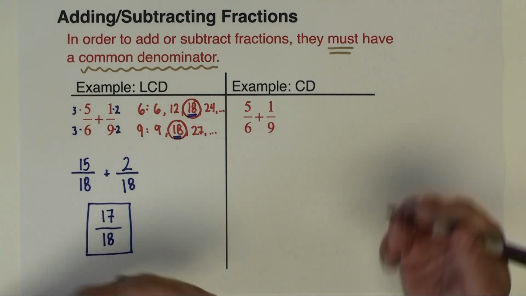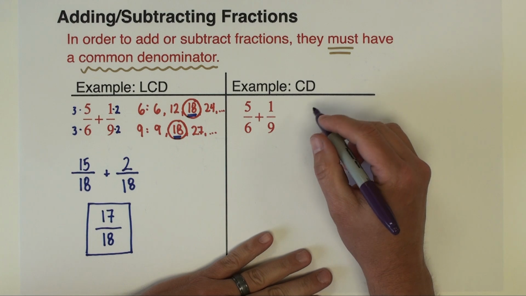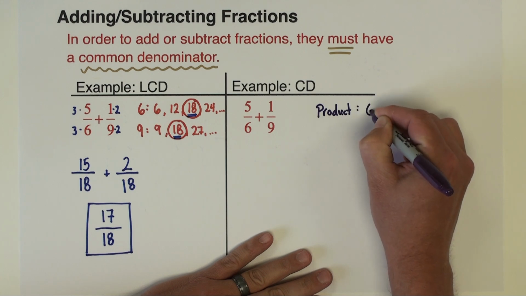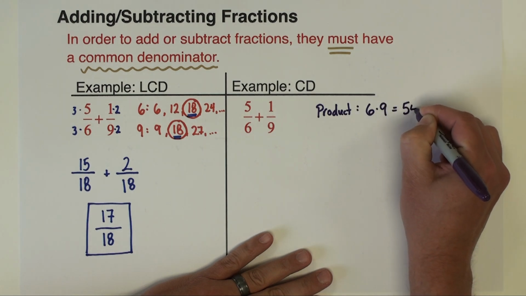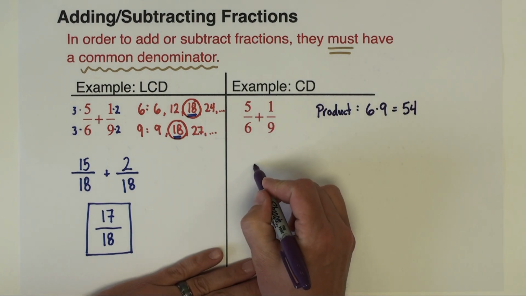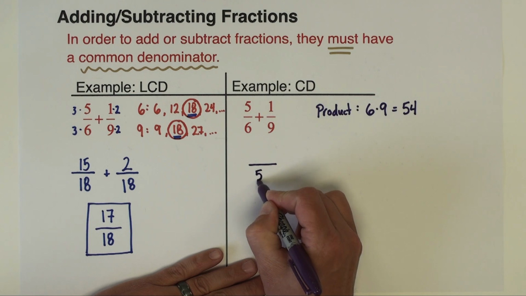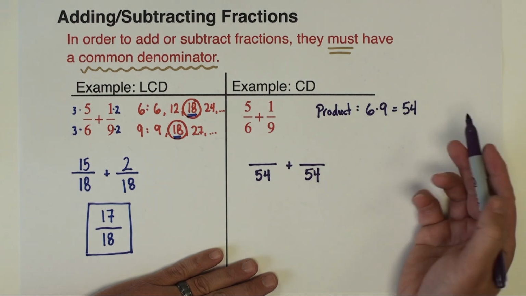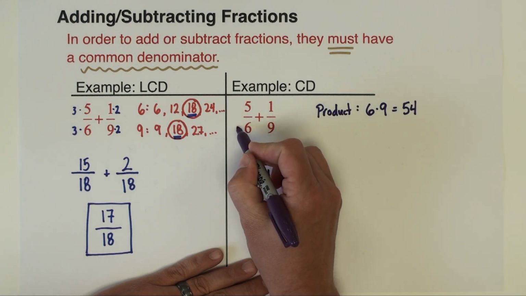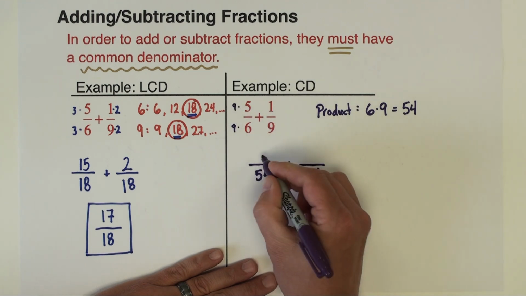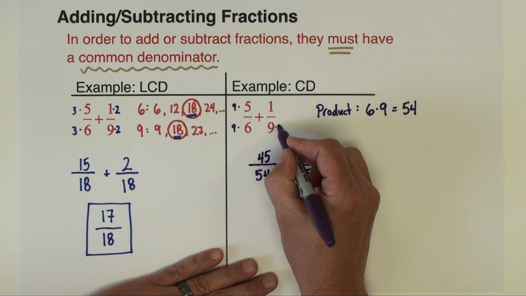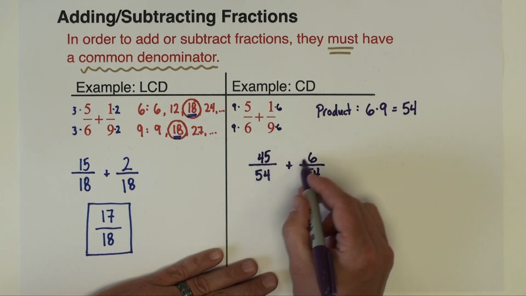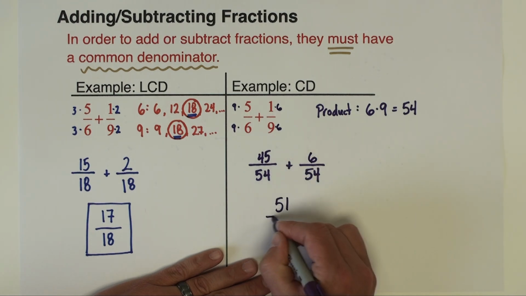The other technique I'm going to show you is just a common denominator. And with the common denominator, all you're going to do is find the product of your denominators. The product of 6 and 9 is 54. So what you're going to do is you're going to change these two fractions over 54. Well, because we've just multiplied them together, obviously the first fraction multiplied by 9. So 9 times 5 makes 45. Second fraction multiplied by 6. So 1 times 6 is 6. Now we're going to add these together. 45 plus 6 is 51.